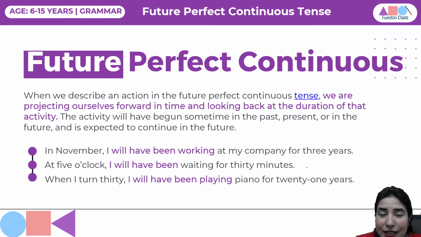So let's take another example. At 5 o'clock, I will have been waiting for 30 minutes. So you're projecting yourself in the future and you're looking back at the duration of that particular activity, right? Or when I turn 30, I will have been playing piano for 21 years. So with the examples, the concept really becomes easy, isn't it?